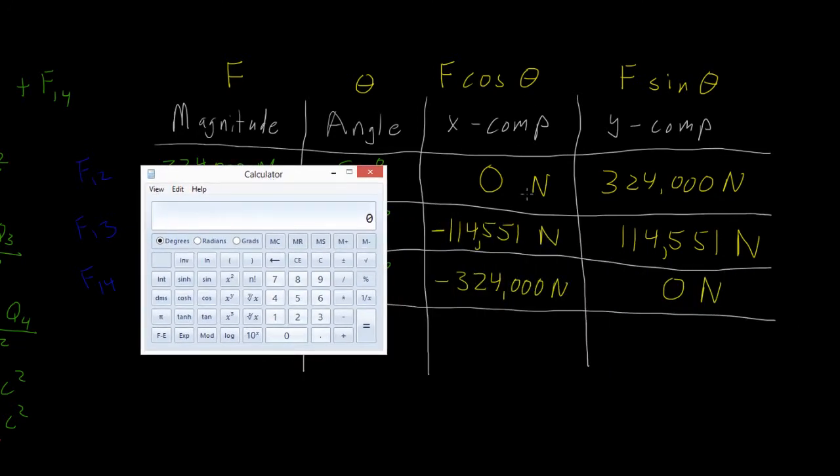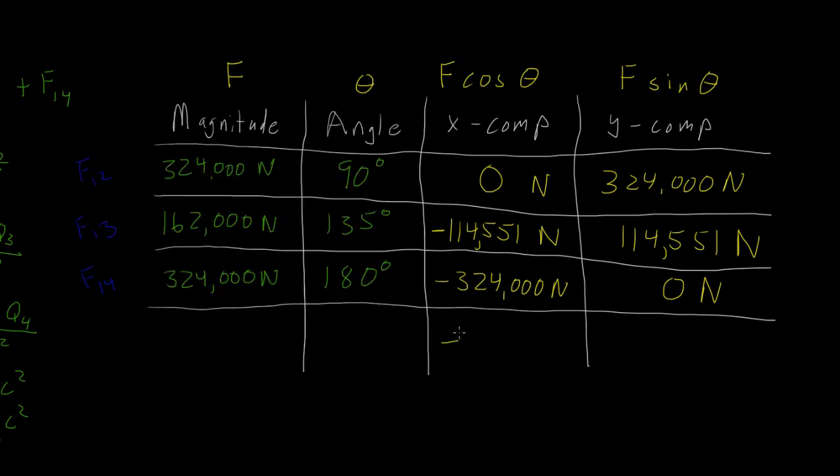So I'm going to start here with the x components. We have 0 plus negative 114,551, but that's negative. And then I'll add 324,000, but that's negative, equals, and I get negative 438,551 newtons.